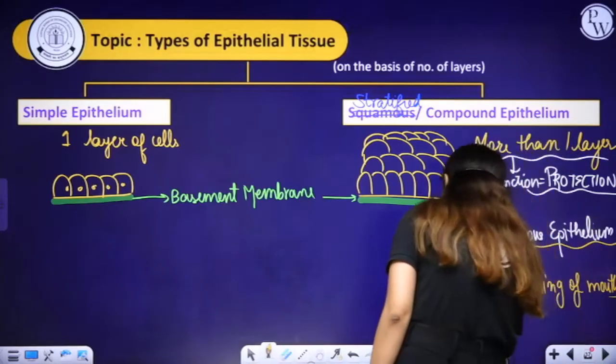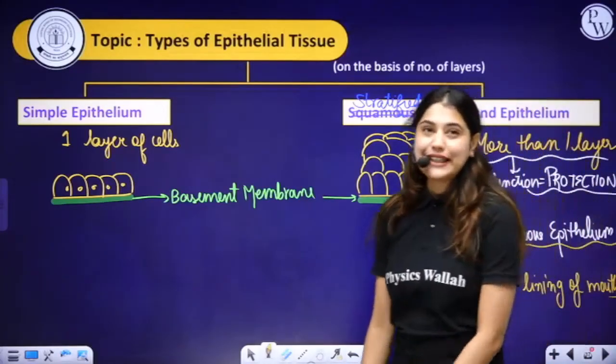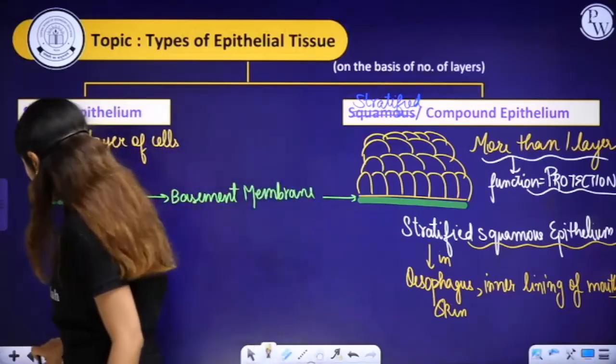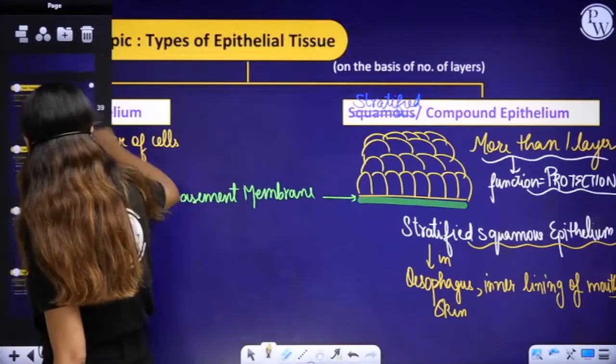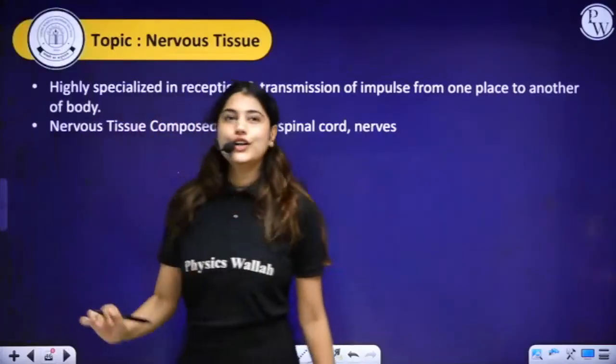And skin. So that was all about the epithelium. Let's move ahead towards the next type of tissue. So we have here the nervous tissue.